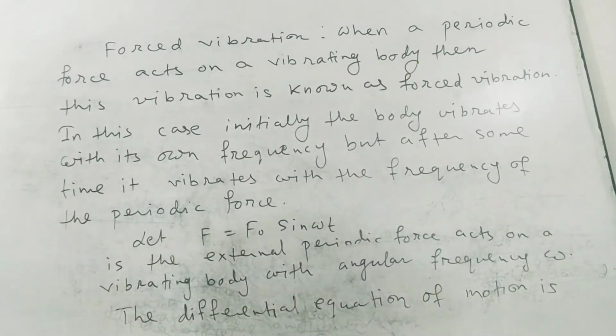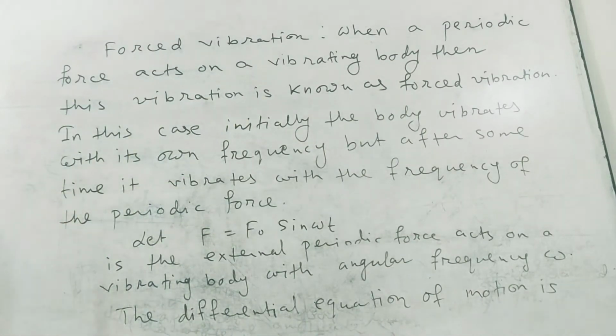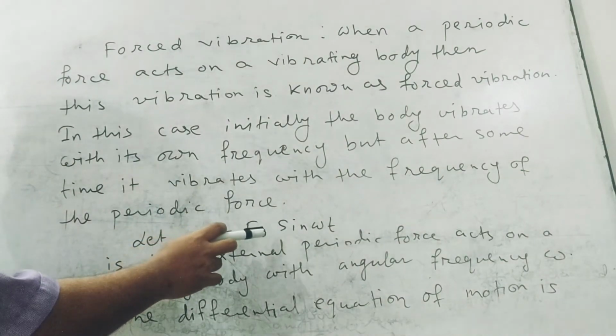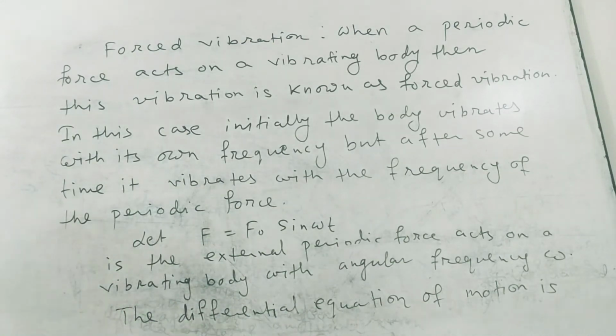Now, forced vibration. When a periodic force acts on a vibrating body, then the vibration is known as forced vibration. In this case, initially the body vibrates with its own frequency, but after some time it vibrates with the frequency of periodic force. Let F is equal to F0 sine omega t is the external periodic force acting on the vibrating body with angular frequency omega.